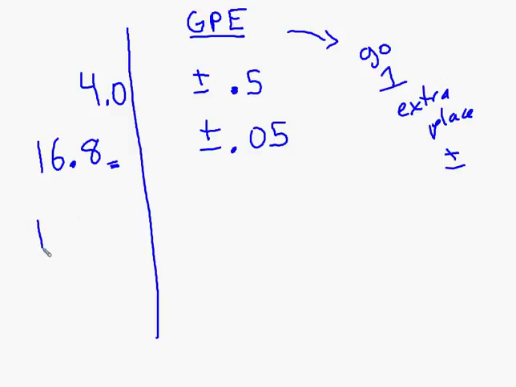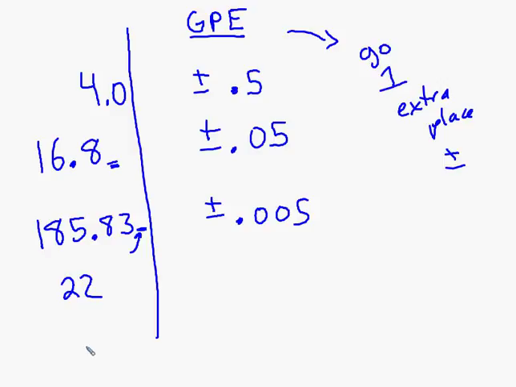What if I had 185.83? Well, the next place is right here, right? So it could be off plus or minus 0.005. What if I had 22? I could be off by how much? Plus or minus what? 0.5. So it's not that bad, really. It's just taking it that extra place.